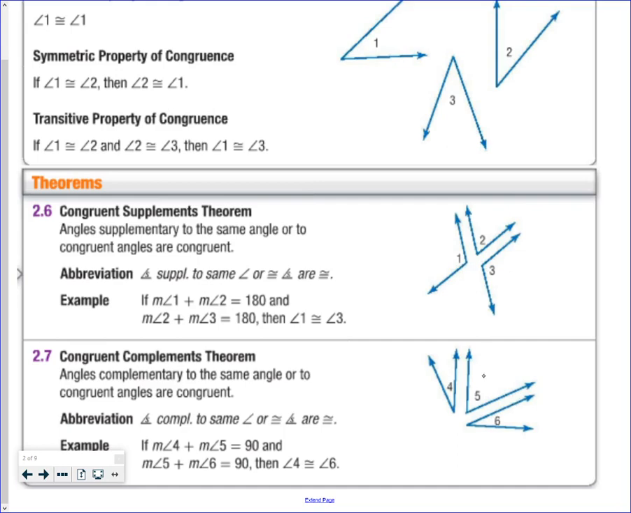So if I say that these two are complementary and these two are complementary, if I say angle 4 is 20, what's angle 5 have to be? 70. And if angle 5 is 70, what's angle 6 have to be? 20, making 4 and 6 the same. Does everybody understand that's what they're trying to say?